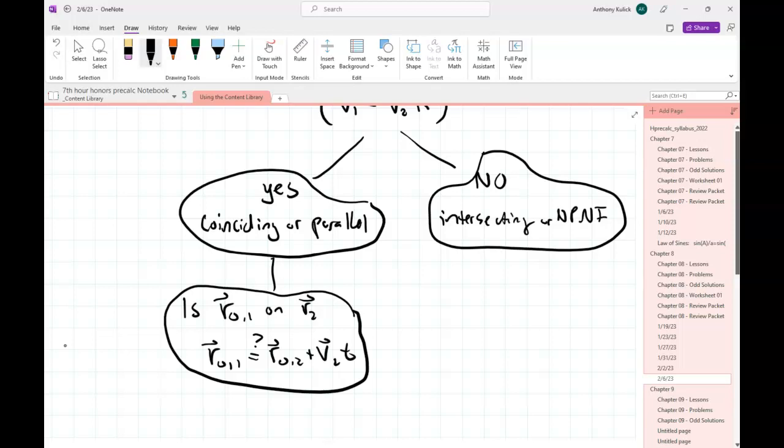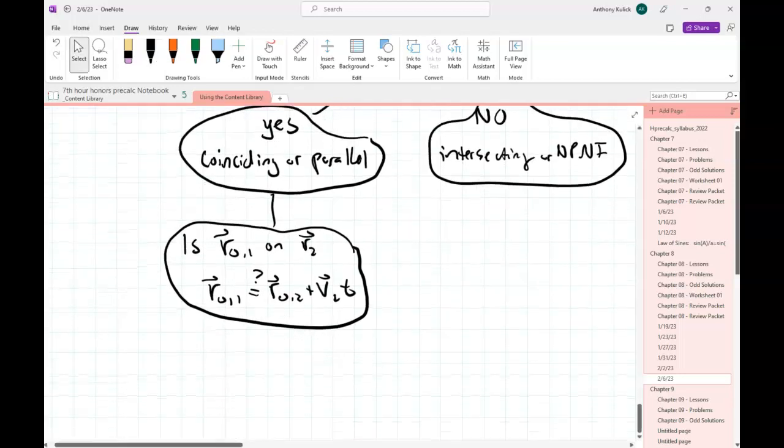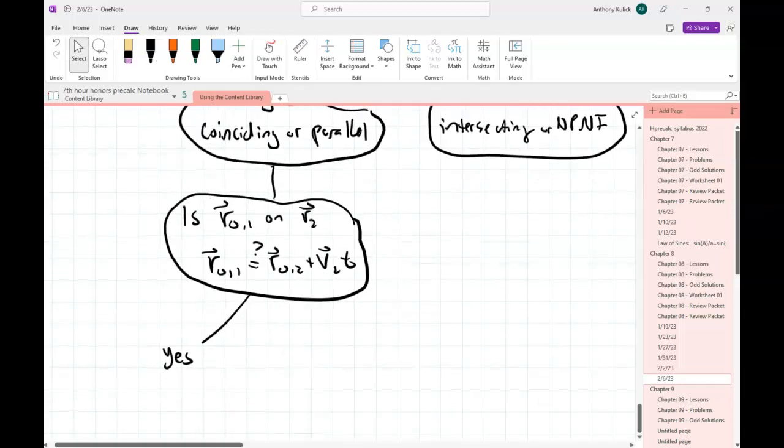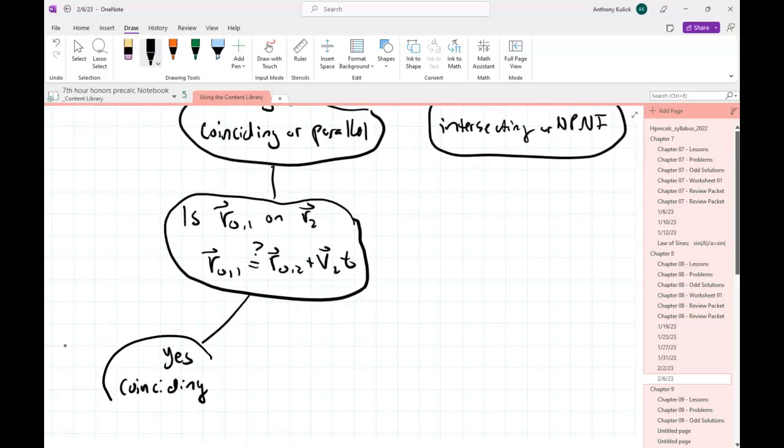It doesn't matter if you take the point vector from the first equation and plug it into the second equation, or take the point vector from the second equation and plug it into the first equation. Same process, doesn't matter. Everybody's good? Okay. If we get yes, the point vector from the first equation is on the second equation, what does that mean? Good, they're the same line. This is coinciding. And if not, then we have the regular parallel situation.